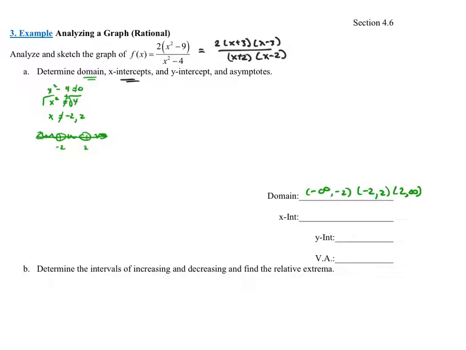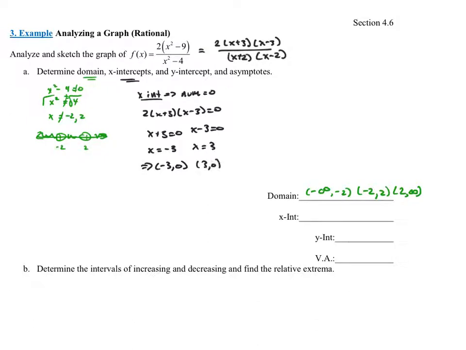Now I can do my x-intercepts. An x-intercept is when the function equals 0. The fraction only equals 0 when the numerator equals 0. So this would be 2 times x plus 3 times x minus 3 equals 0. We'll set each of those factors equal to 0. X plus 3 equals 0 gives me x equals negative 3, so the point negative 3, 0 is an x-intercept. X minus 3 equals 0 gives me x equals 3, so the point 3, 0 is also an x-intercept. So I have two x-intercepts, negative 3, 0 and 3, 0.